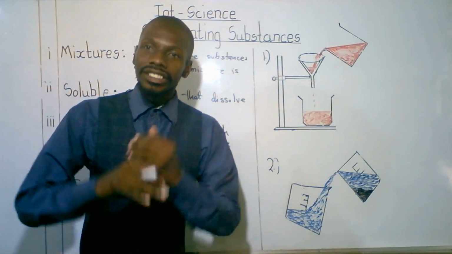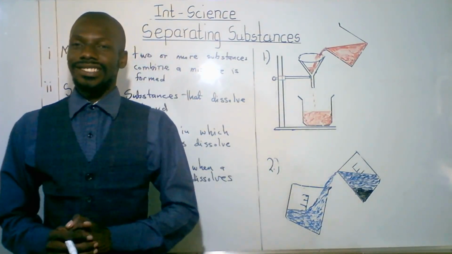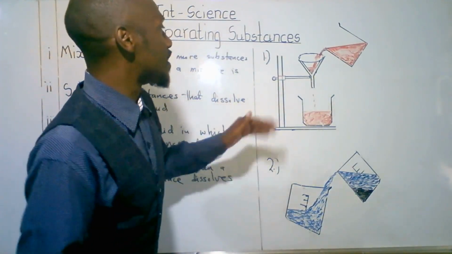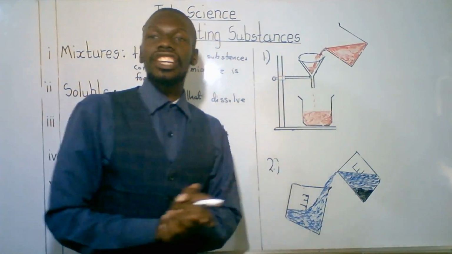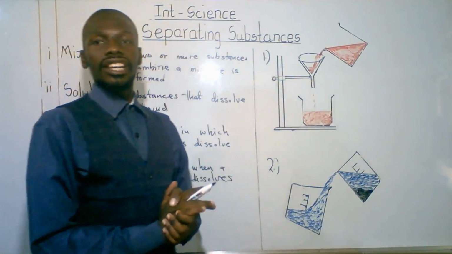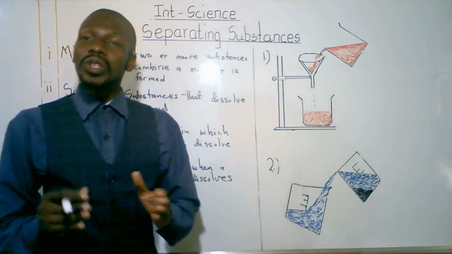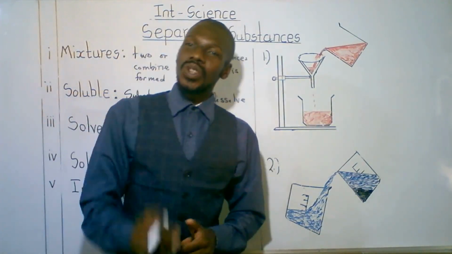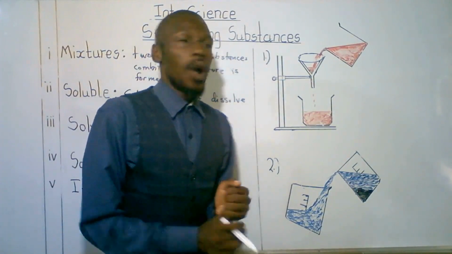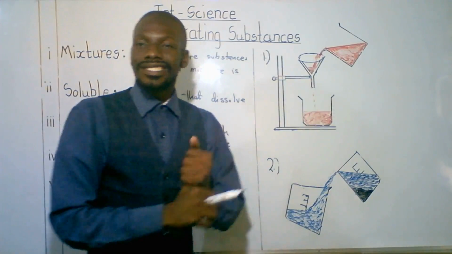We've got different ways in which we can separate all these substances. One way is by using the filtration method. Our number one method here is known as the filtration method. We use the filtration method to separate soluble substances from insoluble substances, for example sand and water. We can use this method to separate water from sand.